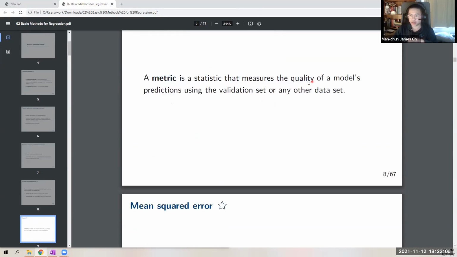Right, and a metric is a way to measure the quality of your model. So the mean squared error, the mean average deviance, the accuracy of the model, the ROC curve, area under the curve, precision, stuff like this. These are all metrics, okay?